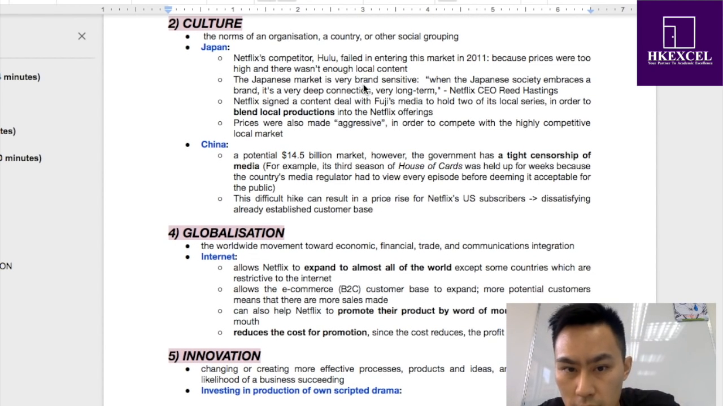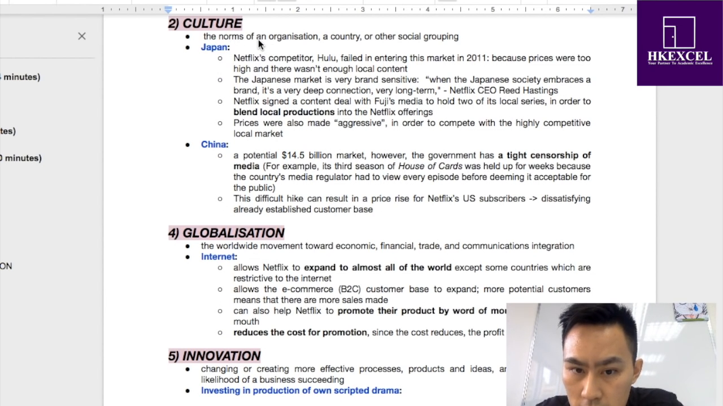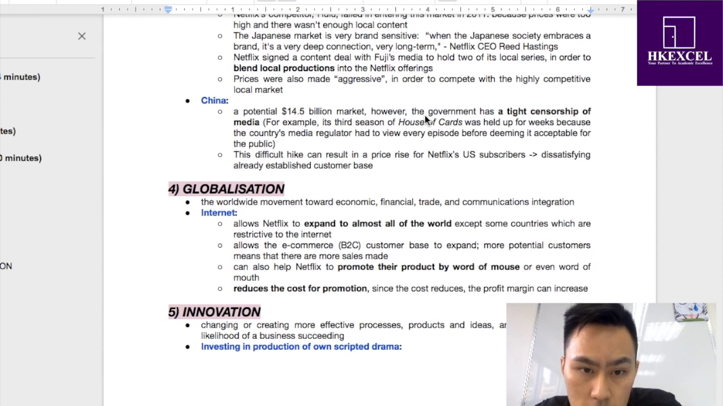And the Japanese market is very brand sensitive. When Japanese society embraces a brand, it is a very deep connection, very long term. So Netflix CEO Reed Hastings said about that. And Netflix signed a content deal with Fuji Media to hold two of its local series in order to blend the local productions, right? So that is about the culture side in the Netflix offerings. Prices were also made aggressive in order to compete with the highly competitive local market.